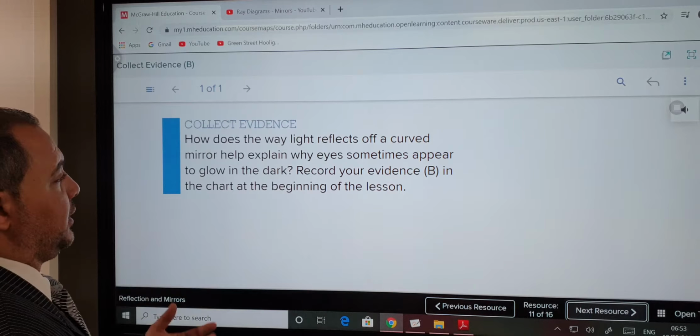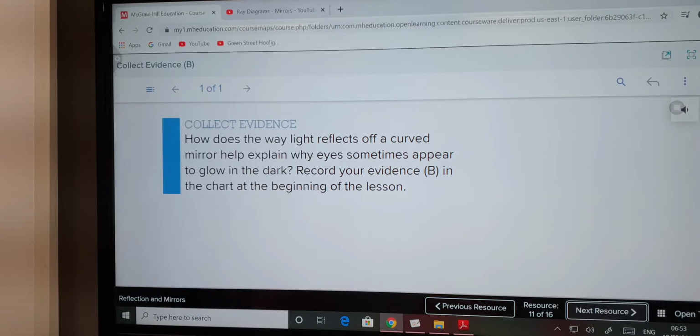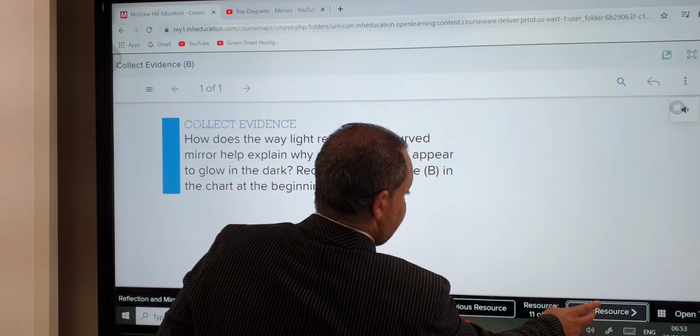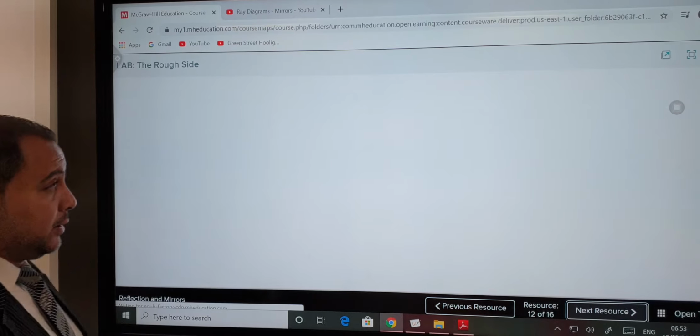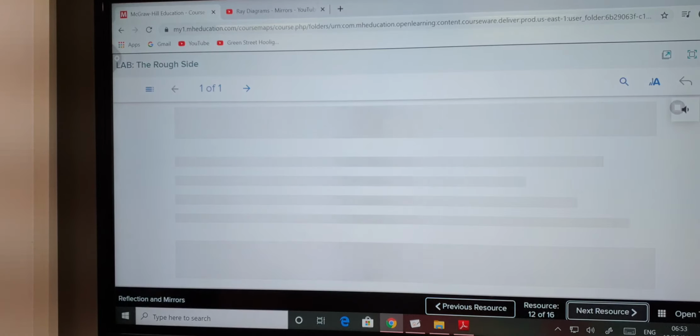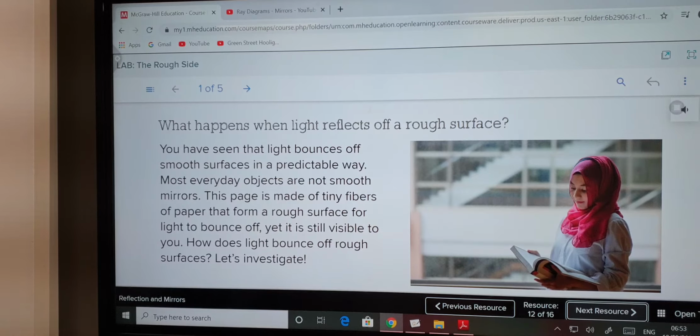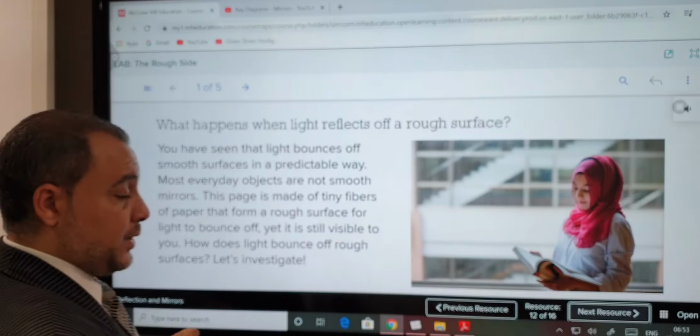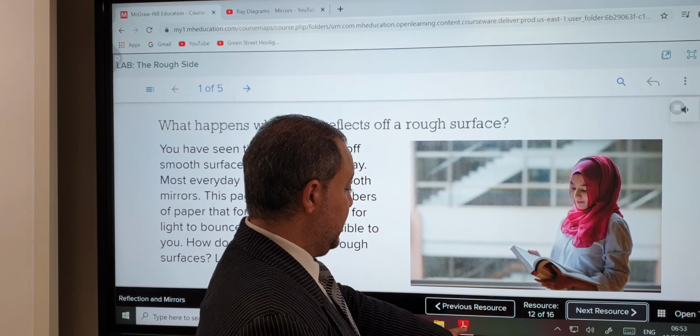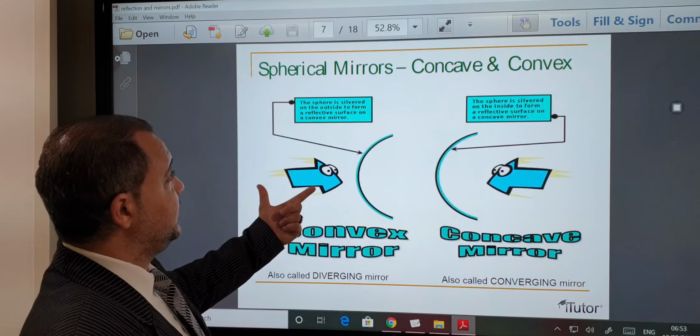How does the way light reflects off a curved mirror help explain why eyes sometimes appear to glow in the dark? Record your evidence in the chart at the beginning of the lesson that we studied, and I will check for the evidence. This is a rough surface, that we are going to study next time, inshallah. This is what we said.